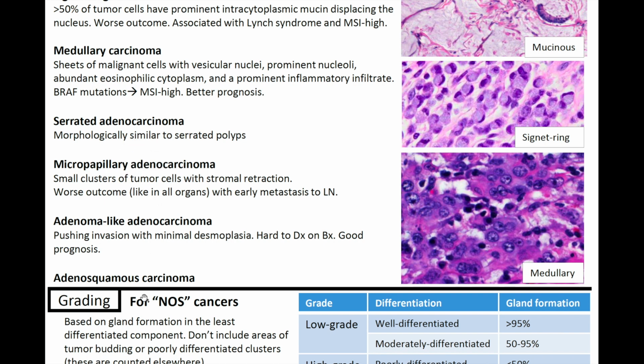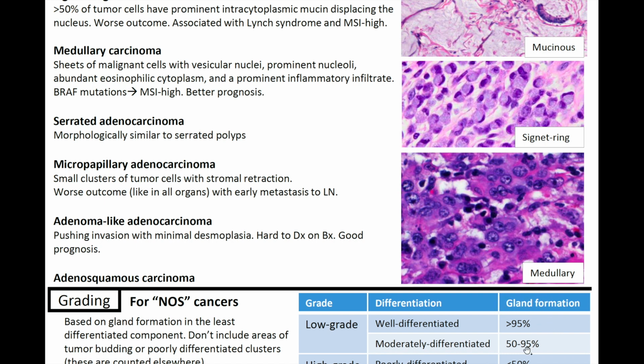So let's talk a little bit about grading. For NOS cancers, it's based on gland formation and the least differentiated component. Don't include areas of tumor budding or poorly differentiated clusters. These are counted elsewhere. For the grade, you have low grade or high grade. For differentiation, you can have well differentiated, moderately differentiated, and poorly differentiated. And then you report or grade based on gland formation.